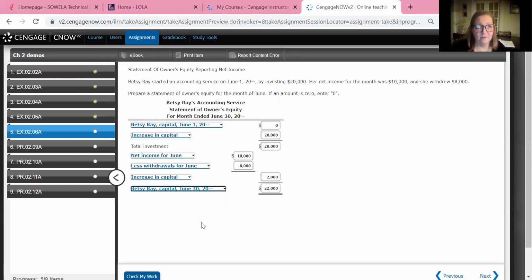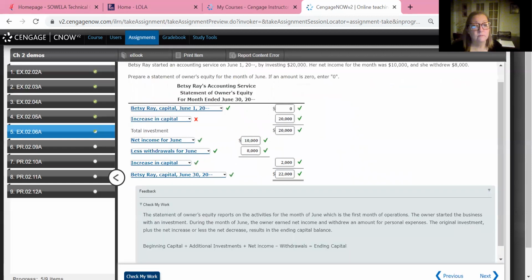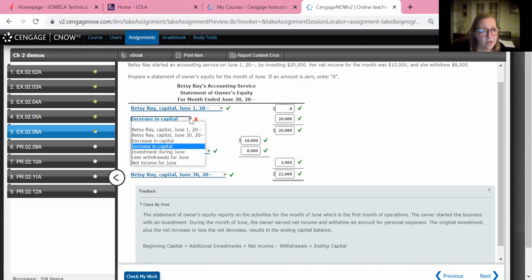That looks beautiful. Now, let me make sure I haven't done something crazy. I'm going to go ahead and check my work. Even though I feel pretty confident about it, I'm still going to use this check my work because it's free. That's funny. I missed something. This is very good experience for me, because I know how this stuff works and I still sometimes miss something. All right, investment.